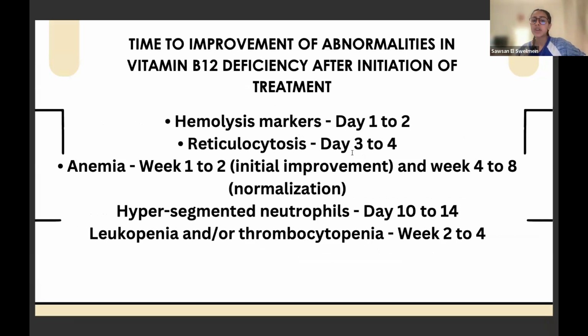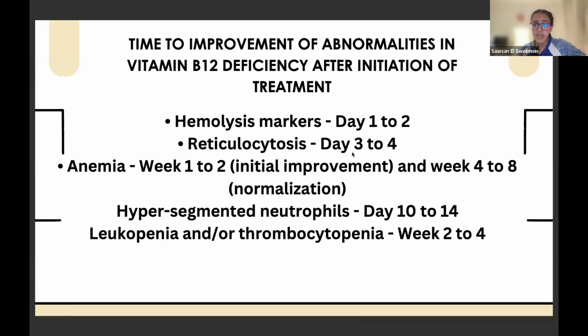So for hemolysis markers and reticulocytosis, usually within the first week, some of them within 1 to 2 days, 3 to 4 days. Anemia starts improving between week 1 and 2. However, it takes a longer time to normalize, and it may take up to 8 weeks. The hypersegmented neutrophils within around 2 weeks, the leukopenia and thrombocytopenia on an average of 2 to 4 weeks as well.